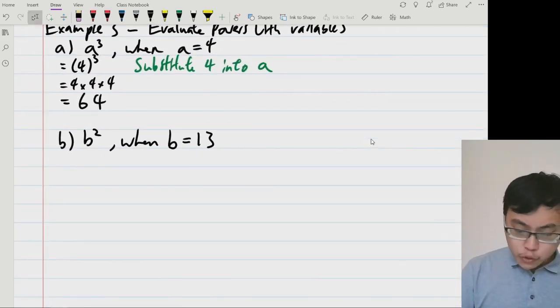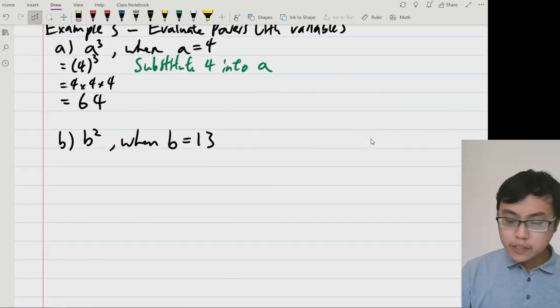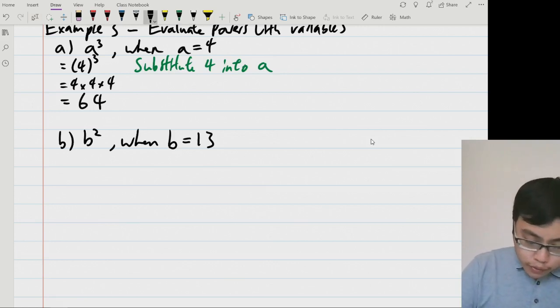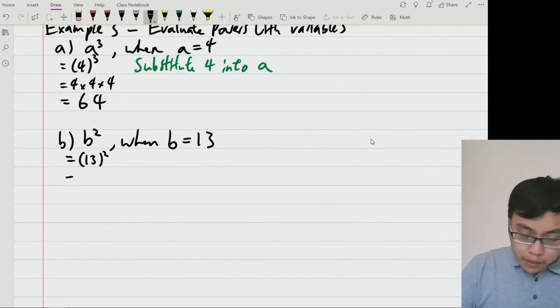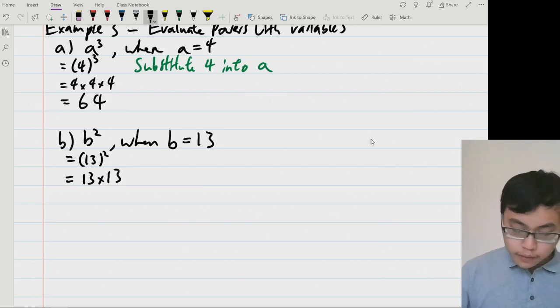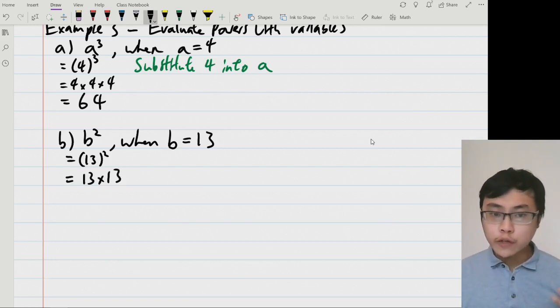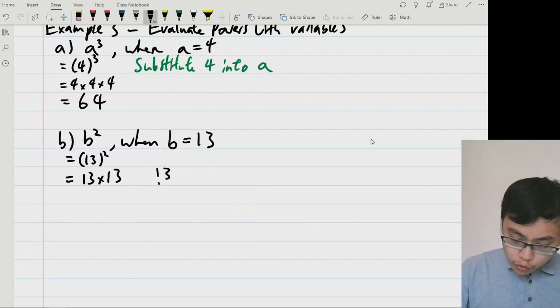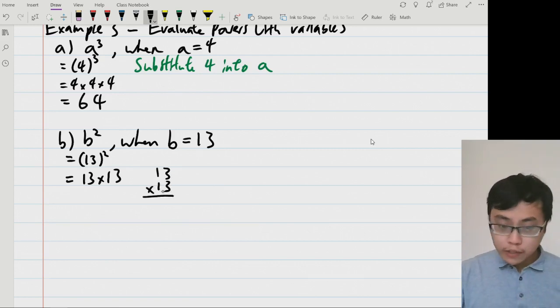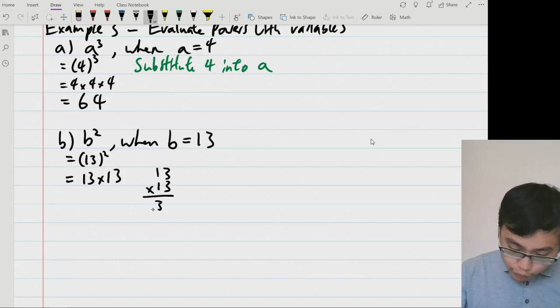Then next, b squared when b is equal to 13. Again, I'm going to substitute 13 into b. So this is equal to 13 whole squared. Don't forget the bracket. And then for me, 13 times 13, if you cannot do this in your head, it's totally fine if you cannot do this in your head. If you memorized it, perfect. If you haven't, then it doesn't hurt to quickly do the multiplication like this. And then that's going to be 3, that's 1, that's going to be 9, that's 3. You add them together, 9, 6, 1.